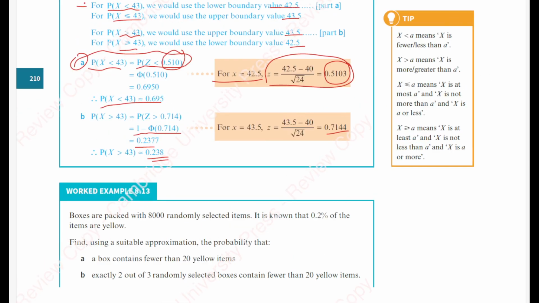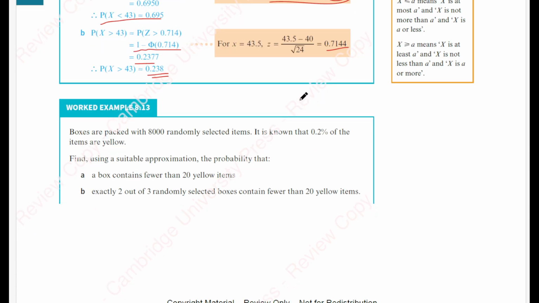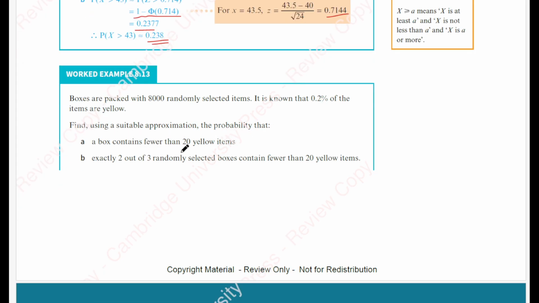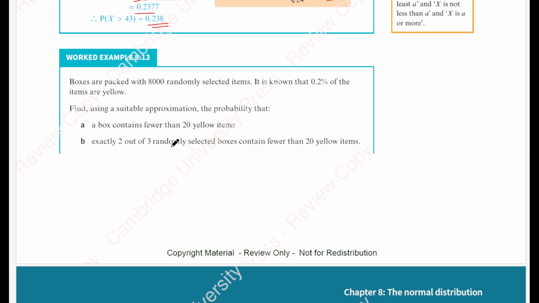Here, by the way, there is a tip which you can also use. The tip is that x less than, you know this, yes. Let's try to read it here and remember. Another example: boxes are packed with 8,000 randomly selected items. It's known that 0.2% of the items are yellow, and find, using a suitable approximation, the probability that a box contains fewer than 80 yellow items, and exactly 2 of 3 randomly selected boxes contain fewer than 20 yellow items. So this is interesting.